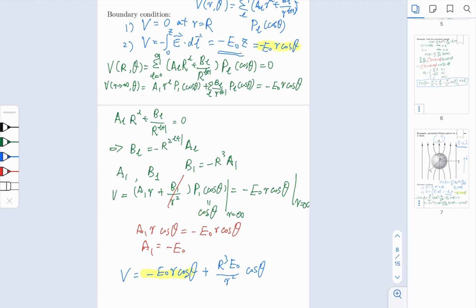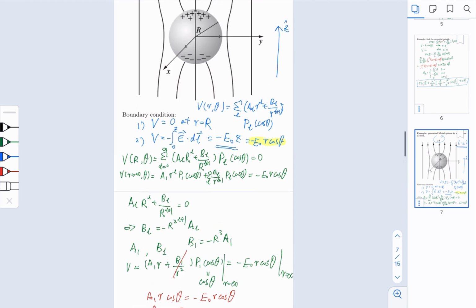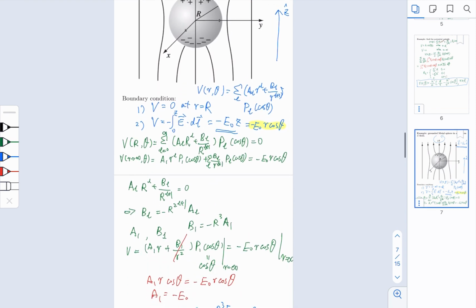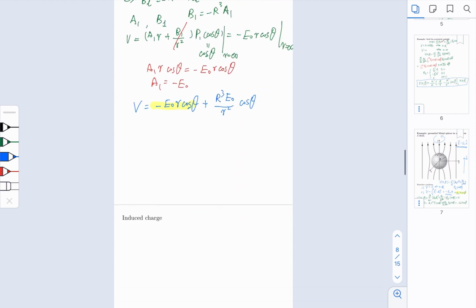So the first term means that this is the potential that's far away from the metal sphere, and then there is the additional term. This term should be the potential that's formed by the metal sphere. And another way of putting it is the induced charge on the surface of this metal sphere is responsible for this additional potential V. So this second term. And now let's take a look at what is the induced charge.